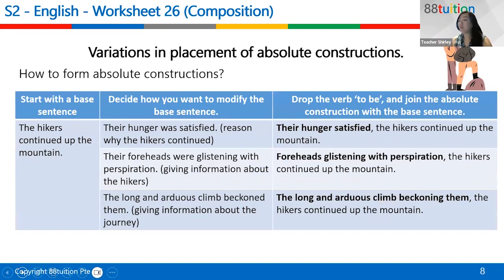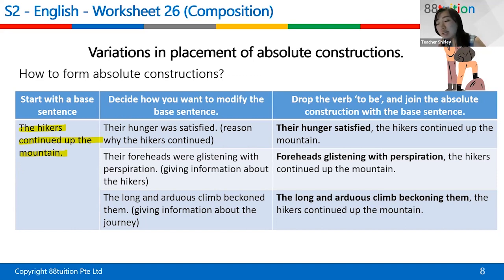So how do we form absolute constructions, you must be wondering. The base sentence is, for example, the hikers continued up the mountain. Let's just look at this very simple sentence here. How can we expand on it to make the sentences in your writing more interesting? The hikers continued up the mountain. You might want to decide where or how you want to modify.